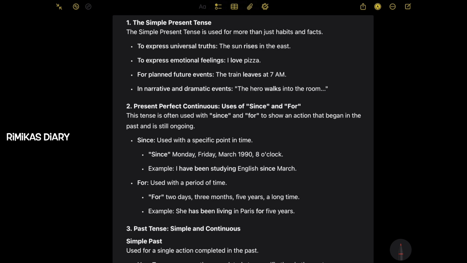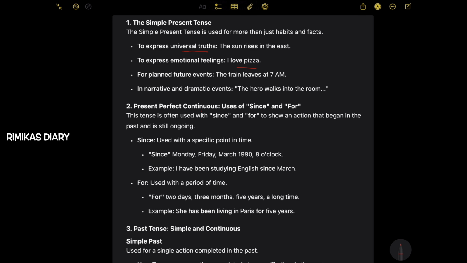So the simple present tense. The simple present tense is used for more than just habits and facts. So to express universal truths, like the sun rises in the east, it's a universal truth. To express emotional feelings: I love pizza. For planned future events: the train leaves at 7 a.m. In narrative and dramatic events: the hero walked into the room. So it's used for expressing universal truths, emotional feelings, planned future events, and in narrative and dramatic events.